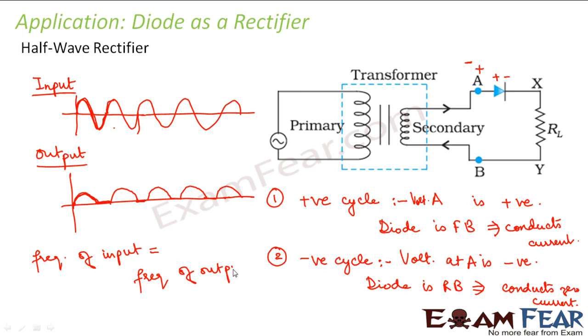What is frequency? I hope you all remember all these things. Frequency is the number of waves covered in a certain period of time. So if you compare from this point to this point, that is equivalent to this point to this point. So how many waves? Here it is 1, here also it is 1, right? So the frequency of input is equal to the frequency of output.